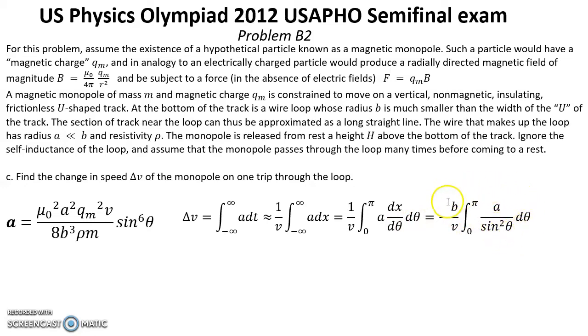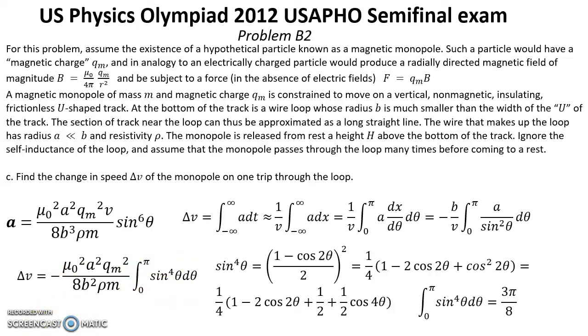And finally we have this integral, and here we can insert the expression for acceleration. Now, after cancellation of b and v, we have dv equal to this expression, and we have to count this integral. Let's count this integral from 0 to pi of sine to the power 4 theta d theta. We can represent sine to the power 4 theta through multiple angles. That will be this one or this one.